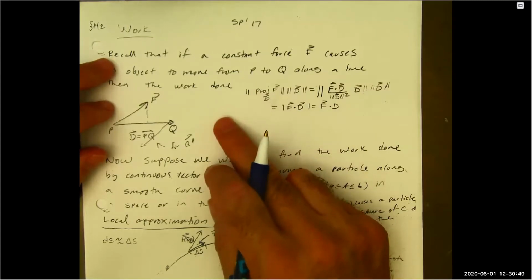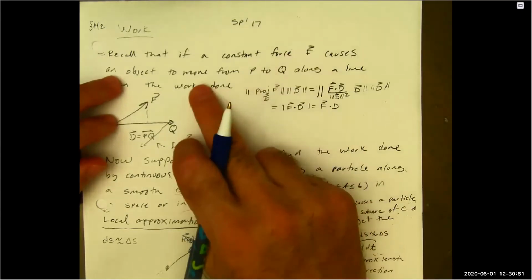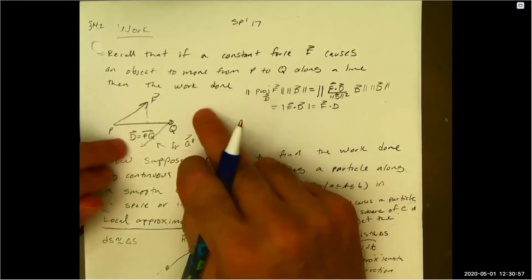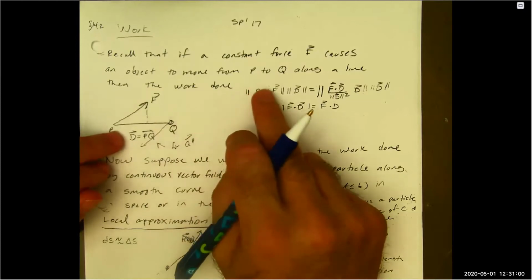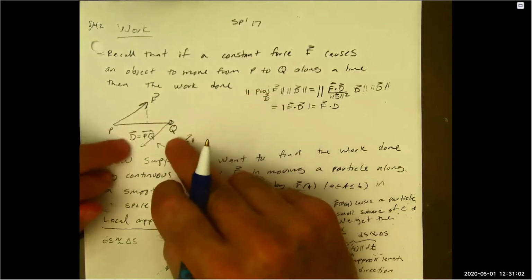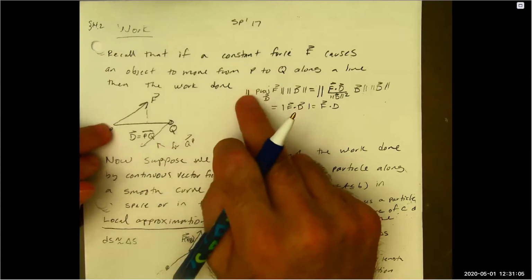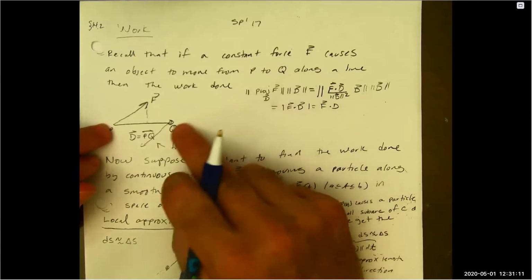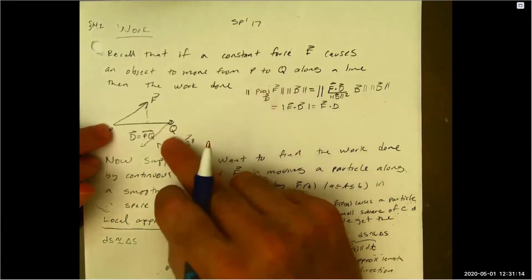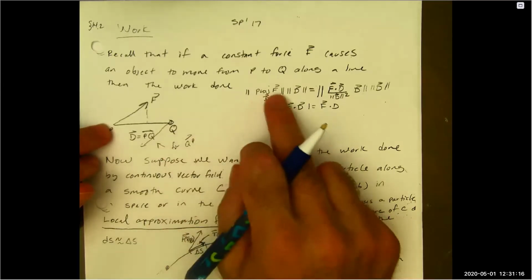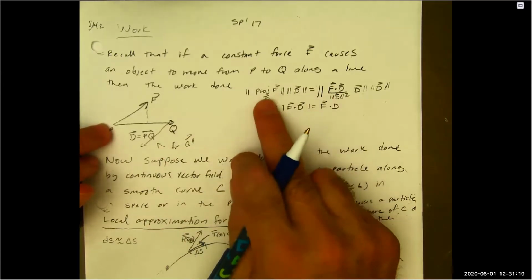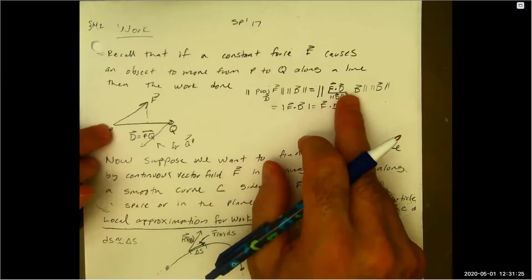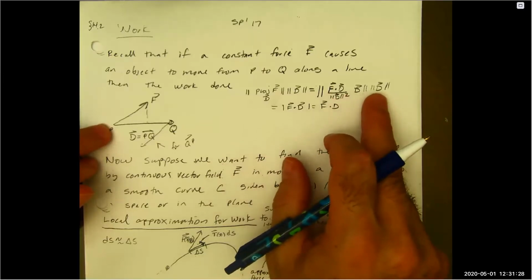So recall that if a constant force F causes an object to move from P to Q along a line, then the work done is given by the projection of F onto D, where D is equal to PQ. So we're going to look at the magnitude of the projection. That's how much force is in the direction of motion. And then we multiply by the length D. That's how far it moves. And so remember, the formula for the projection is F dot D divided by the magnitude of D squared, multiplied by D. And then you're multiplying that by the magnitude of D.